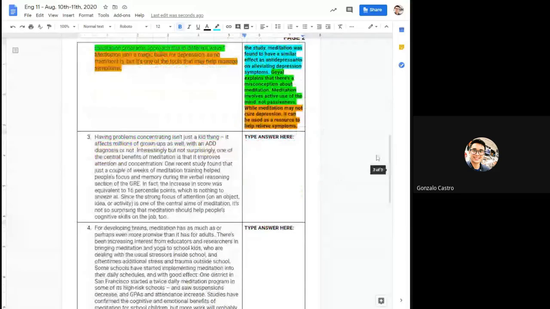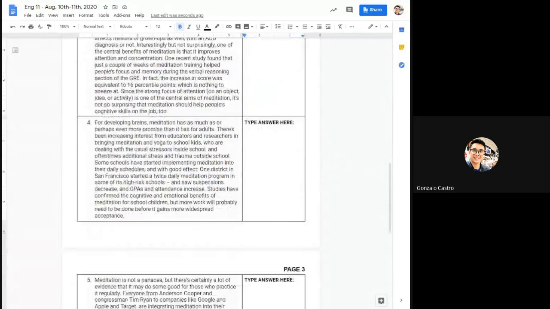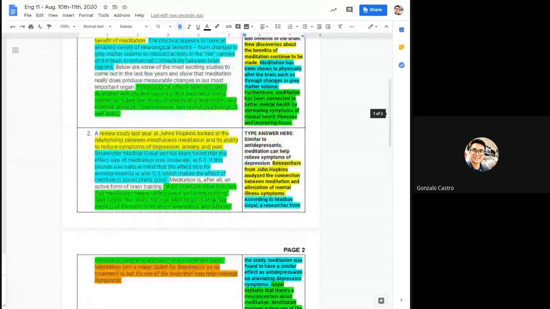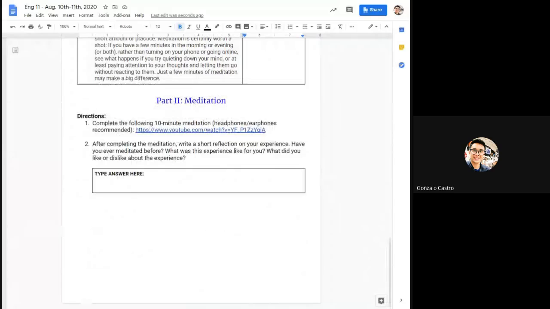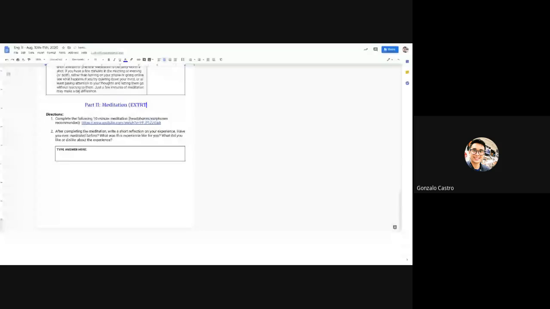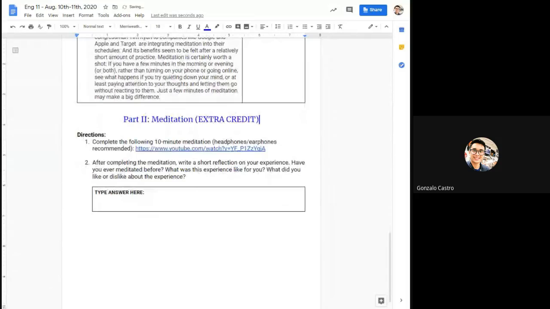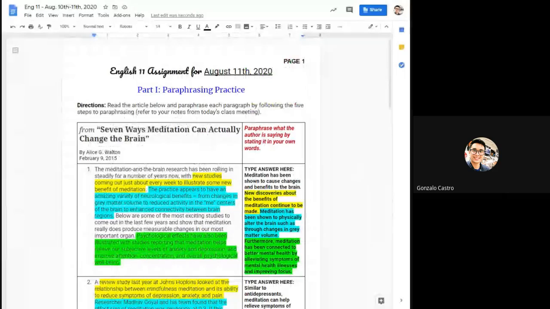So for your classwork, what you want to do is log into Google Classroom and open up this assignment. You'll finish paraphrasing paragraphs 3, 4, and 5, following the exact same process that we followed in paragraphs 1 and 2. Once you are finished paraphrasing the rest of the text, for extra credit, if you wish, you may complete this last part. To earn extra credit, you simply have to follow the 10-minute meditation on YouTube and write a short reflection of your experience. Once you are finished, submit this assignment through Google Classroom. And if you have any questions at all and you need any help completing this assignment, feel free to email me.